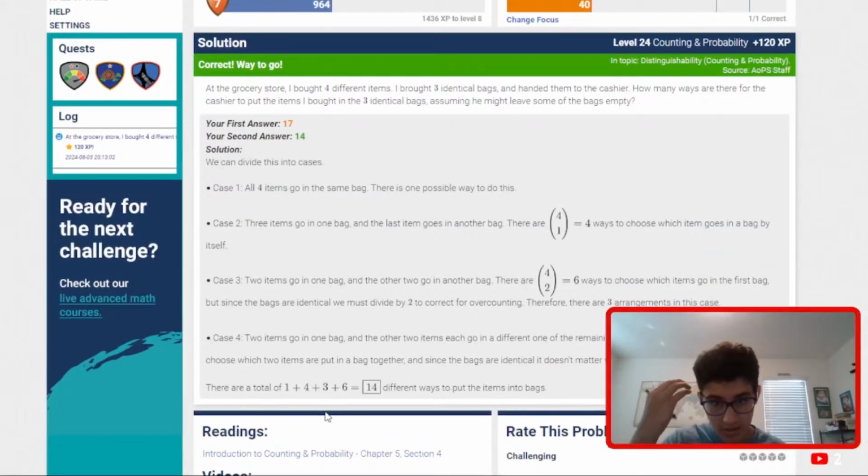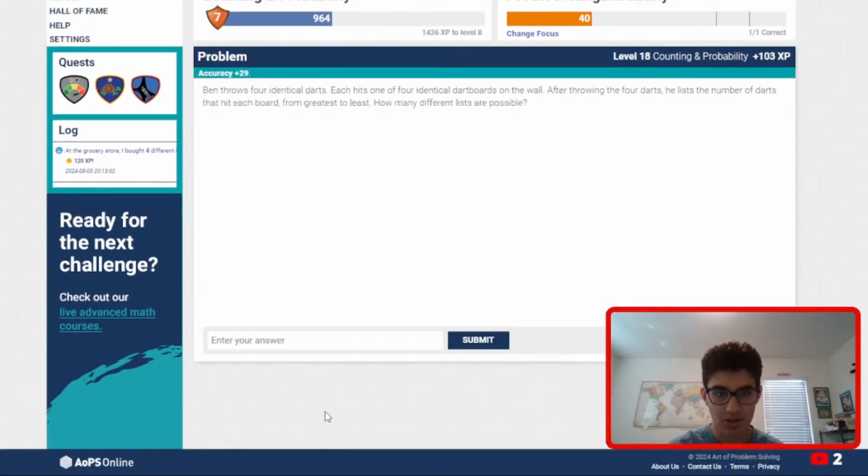Two items go in one bag and the other two items go in a different one of the remaining bags. There's six ways to choose which two items are put in a bag together. Yeah, okay, so case 4 we did that correctly. Case 1 obviously correct. Case 2 is also fine. Case 3, there are six ways to choose which items go in the first bag, but since the bags are identical, we divide by 2. That's a mistake.